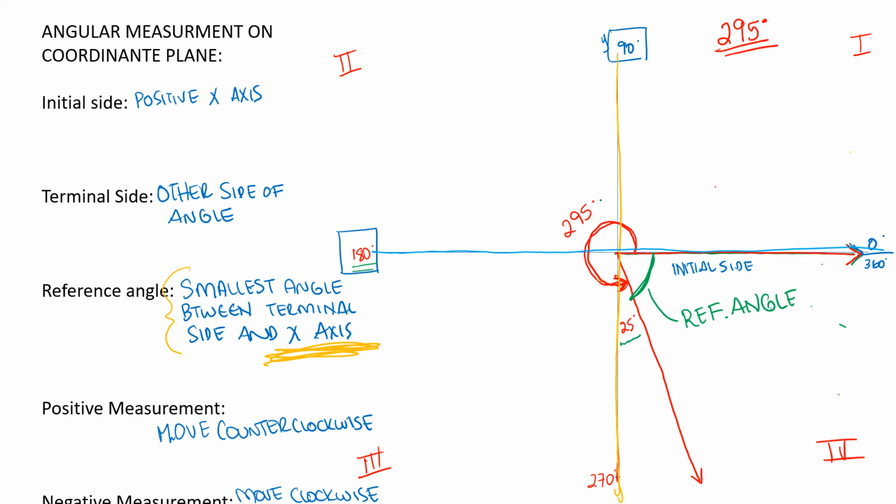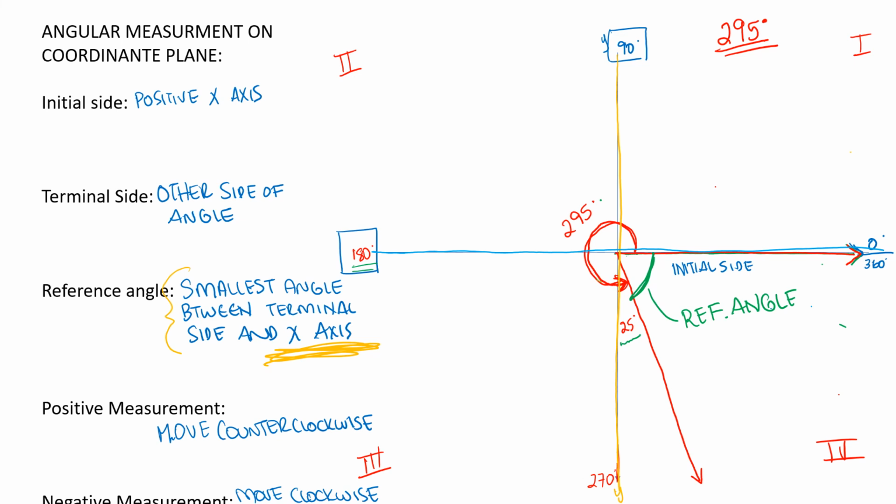All right, let's do the next quadrant. Quadrant 3. So quadrant 3 is down here, and I'm just going to label again. This would be 0 degrees. This would be 90 degrees, this would be 180 degrees, this would be 270 degrees, and then all the way back to 360 degrees. Your initial side is always right here.